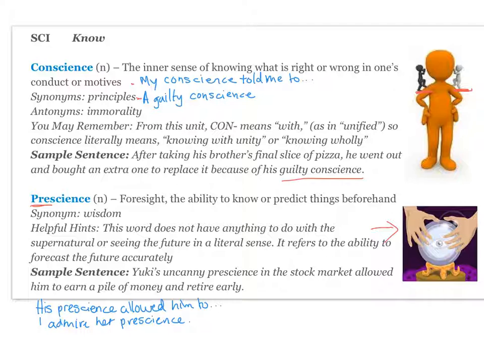Your sample sentence says, Yuki's uncanny prescience in the stock market allowed him to earn a pile of money and retire early. So he had prescience in the stock market, meaning that he could predict what stocks were going to go up and what stocks were going to go down, and that's how he made himself all this money. So just some ways to use it. You often refer to someone's prescience. So his prescience allowed him to do something, or I admire her prescience.